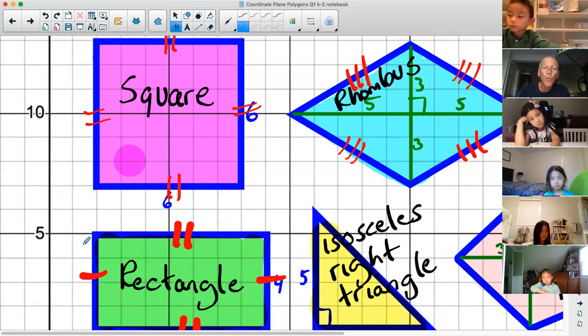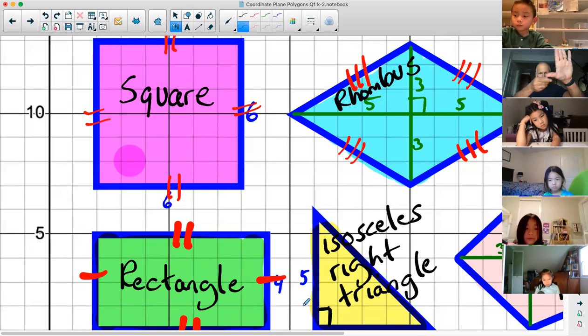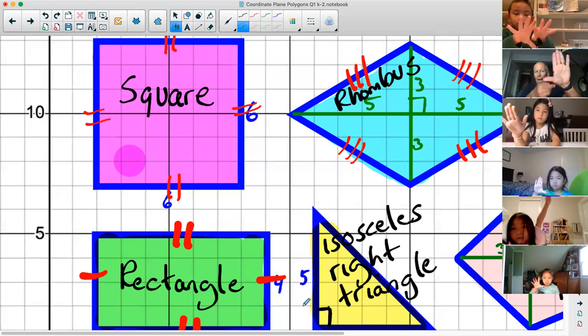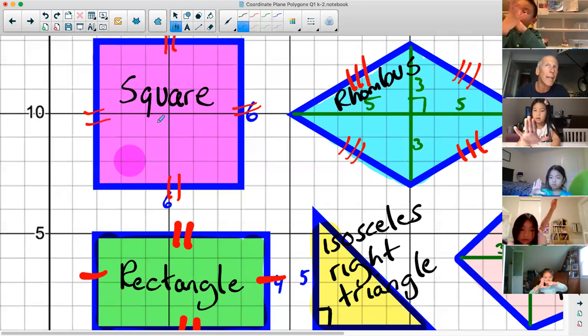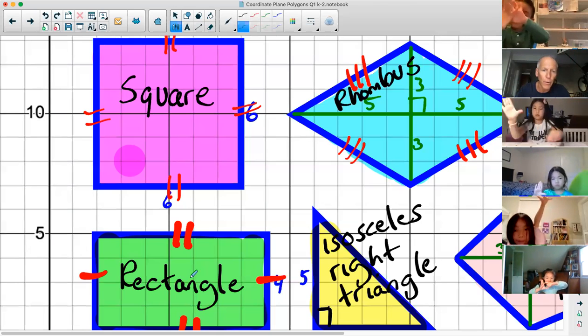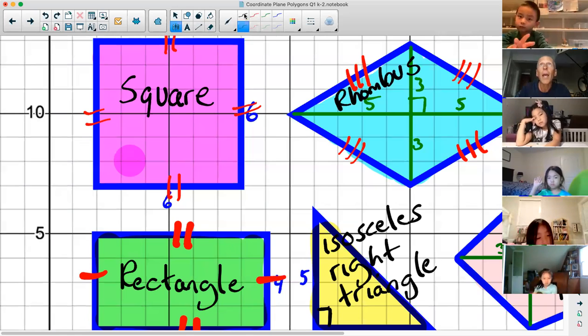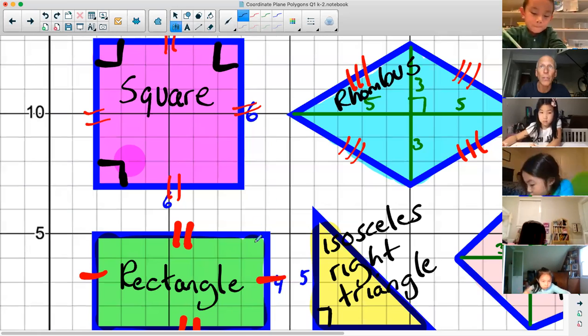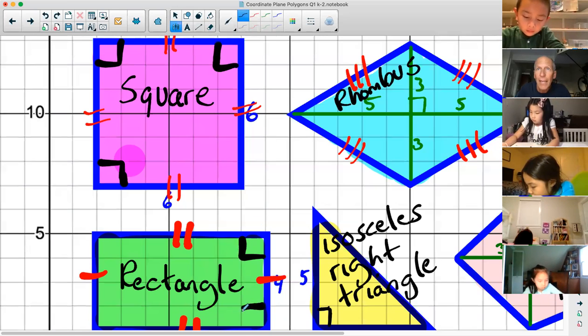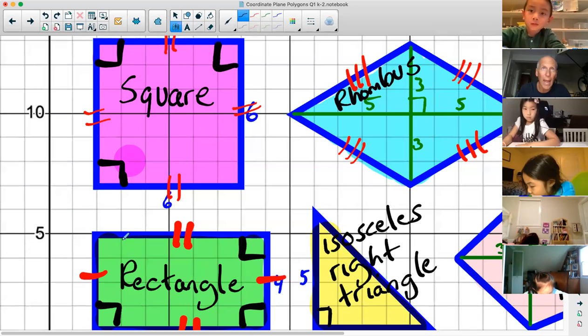Now, Larry, remember we talked about the isosceles right triangle? Didn't that have one right angle? Everybody go like this. Didn't that have one right angle? Do you see anything about the square and the rectangle that are the same? Annalise, go. There's 4 right angles. Yes. Everybody draw it right now. The square has 4 right angles and the rectangle has 4 right angles.